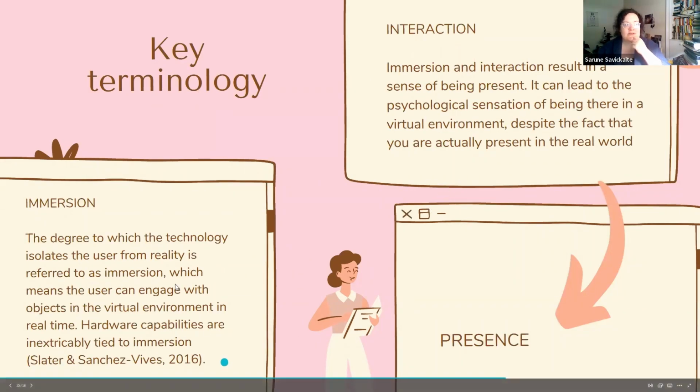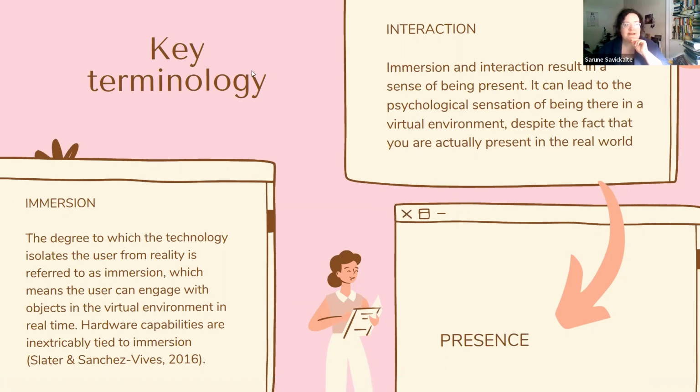Again, this is just to emphasize a few key terms that have, ever since then, become a little bit clearer in the literature, but are still debated. Things like immersion, interaction, and presence are very much linked with each other. Immersion is the degree to which the technology isolates the user from reality, which means the user can engage with objects in the virtual environment in real time. And hardware capabilities are inextricably tied to immersion.